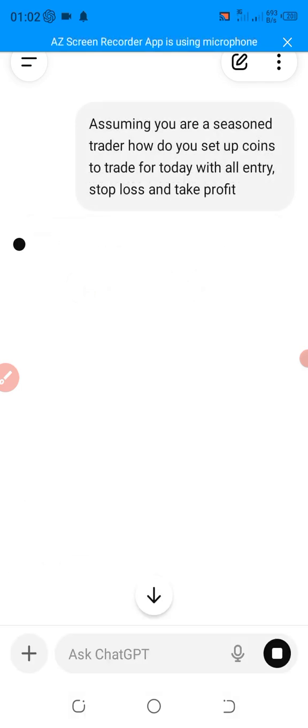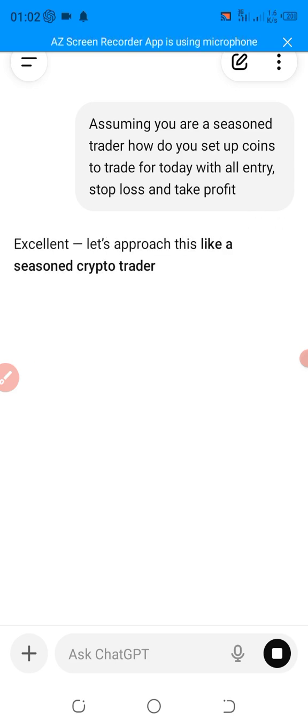You can see that it will give you information. Just wait for it to send you some information. So you don't tell ChatGPT to give you a signal. It won't give you a signal. Just write something that will assume it as a trader. So we're waiting for it to give us the setup. Let's see. Excellent. It said let's assume like a trader.